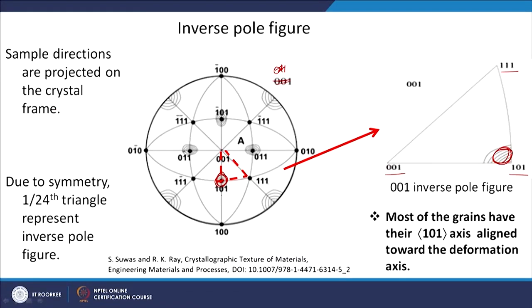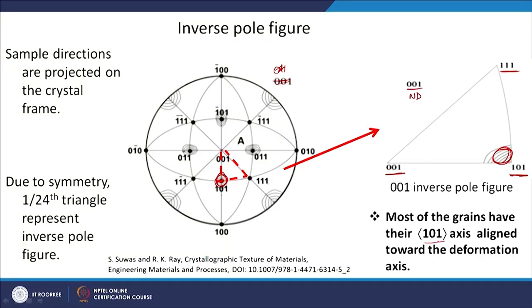You can see that here we are not fixing RD, TD, ND; we are fixing the crystal frame. So 001, 101, 111, this is what we have fixed, and now we are looking at how the ND direction is oriented with respect to these crystal directions, or crystal reference frame. So this is just the opposite of what we do in a pole figure, where we fix the sample geometry and look at how the unit cell is oriented, whereas in this case we are fixing the crystal frame and looking at how the ND is oriented with respect to it. As you can see, most of the grains have their 101 axis aligned toward the deformation axis.